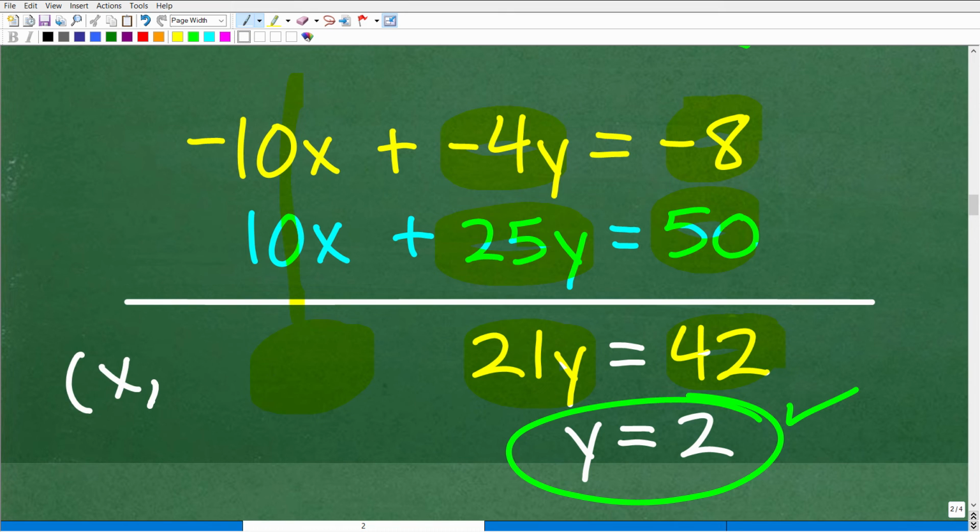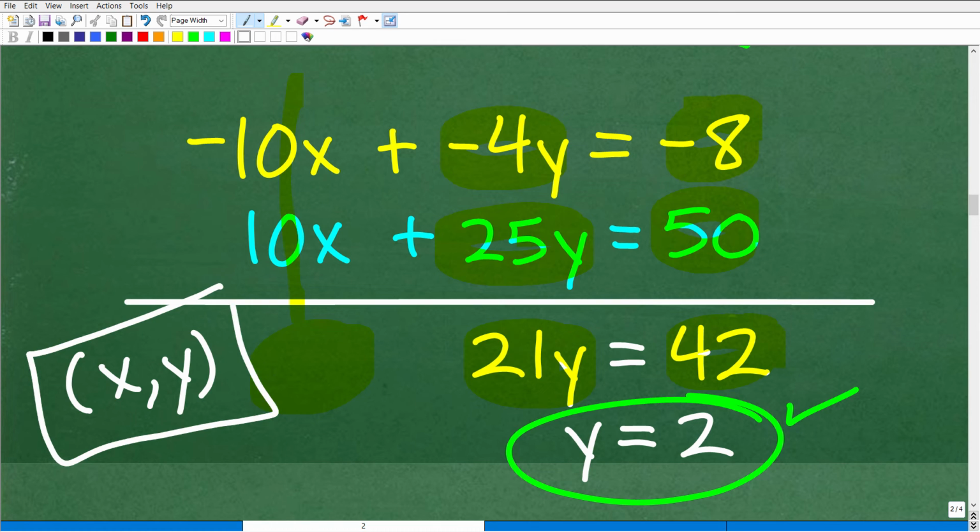So remember, these systems, or these two linear equations, intersect at some xy point if indeed they have a solution. Now, sometimes systems do not have a solution, right? When would that be? Well, when the lines are parallel to one another.